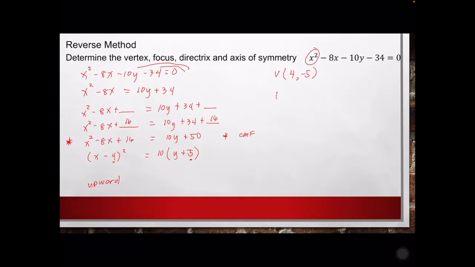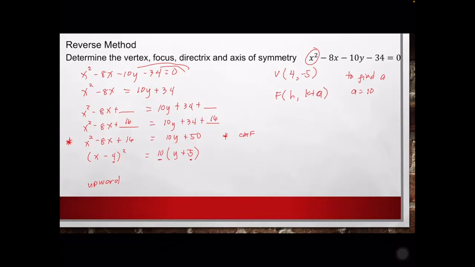Yan, upward siya. So, kung siya upward, ang ating F will be h and k plus a. Kasi a yung ginamit natin. How are we going to determine our a? To find a, ang value ng a natin ay 10. Saan siya galing? Dito, diba? That's our 10.